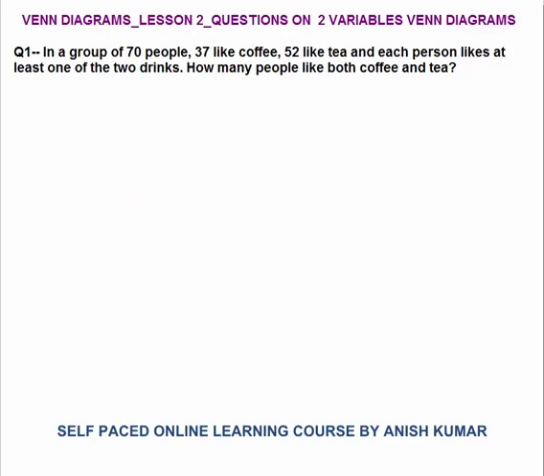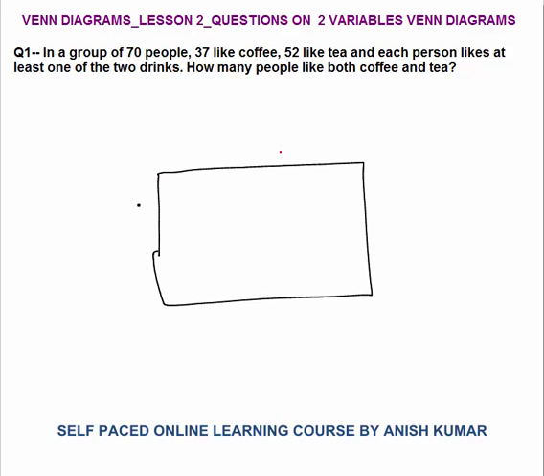So, the first question says that in a group of 70 people, 37 like coffee, 52 like tea. Each person likes at least one of the two drinks. How many people like both coffee and tea? First we will make the Venn diagram. This is the total universal set. Total are 70 persons. I am making a circle of coffee, and this is a tea circle.